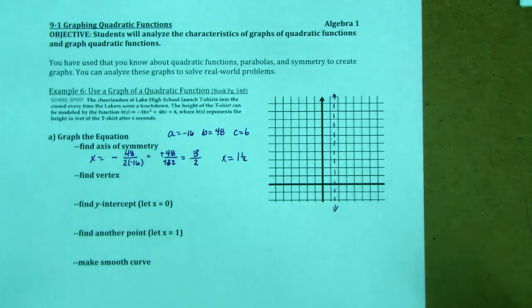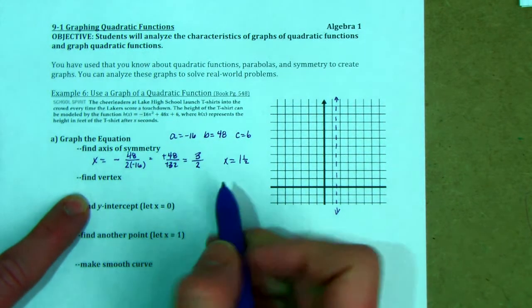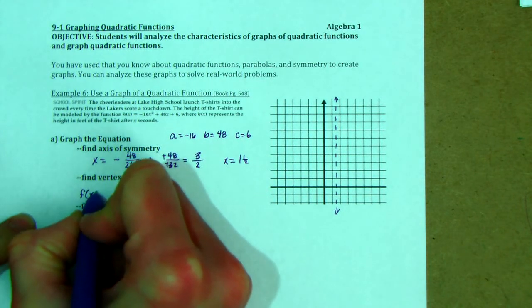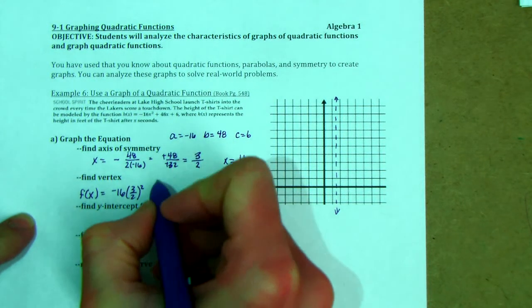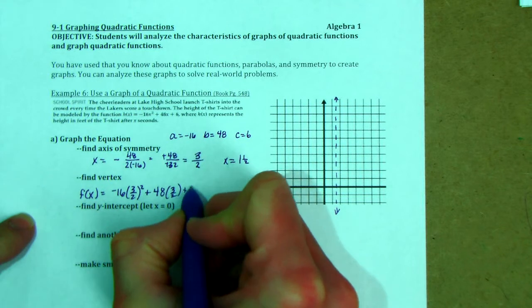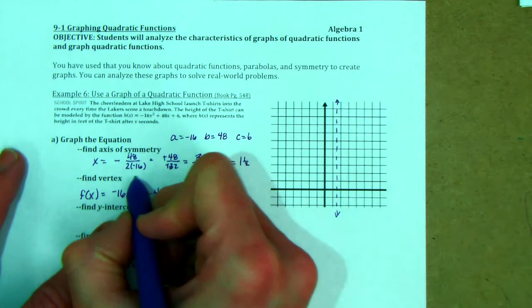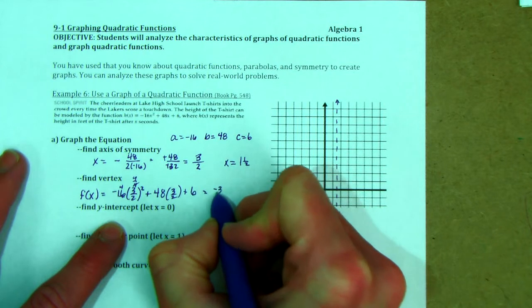But let's find the vertex, plugging in 3 over 2. So this gets a little tricky. So check this out. F of x equals negative 16 times 3 over 2 squared plus 48 times 3 over 2 plus 6. You are probably going to want to use your calculator, but guys, be very, very careful because this becomes a 9 over 4, which reduces that to 4. I'm pretty sure I get negative 36. This becomes 24, which becomes 72 plus 6.